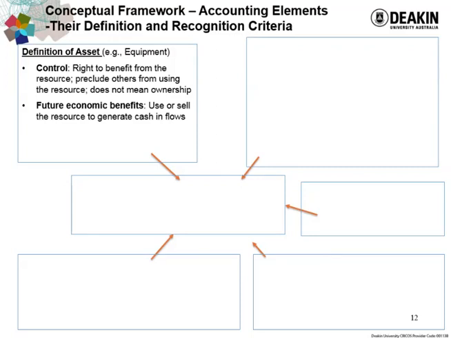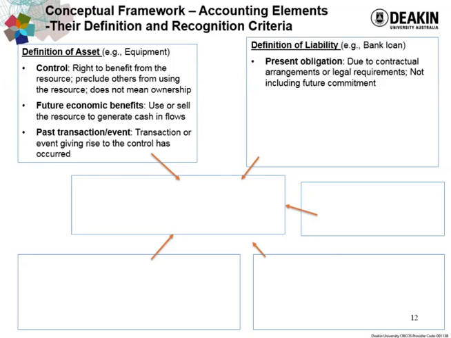Next, we need to show that we can use the resources to generate future economic benefits. For example, it can bring cash inflows. And third, there must be a past event or past transaction that gives rise to the control. For example, you sign the contract or you purchase the asset.